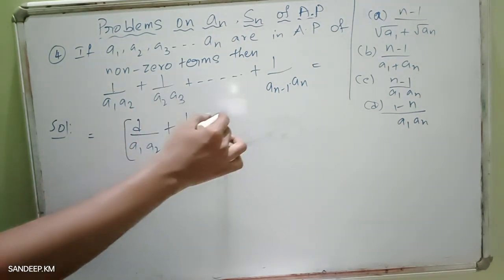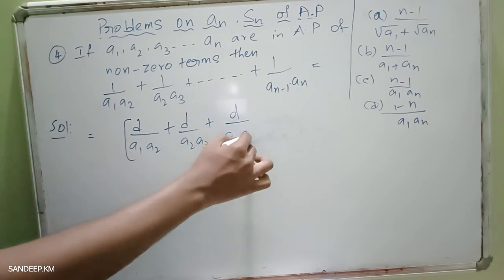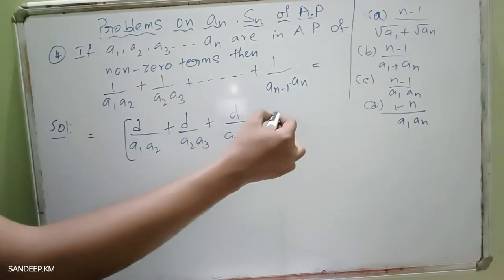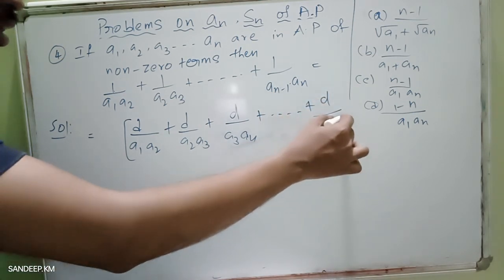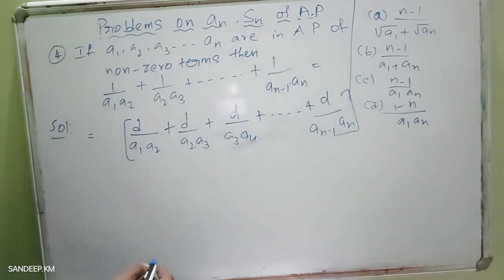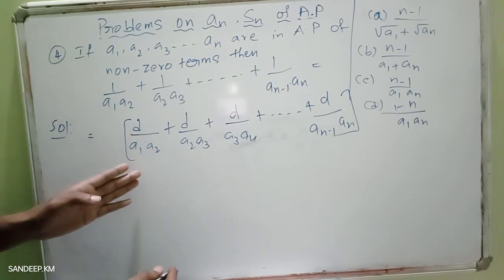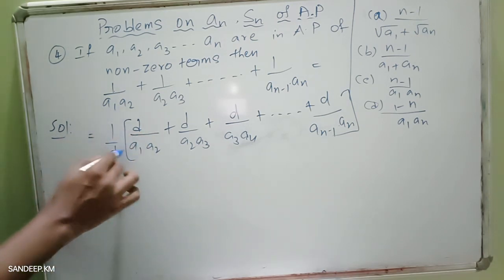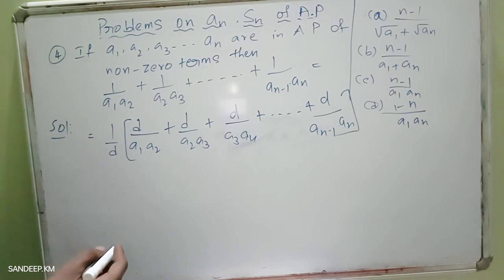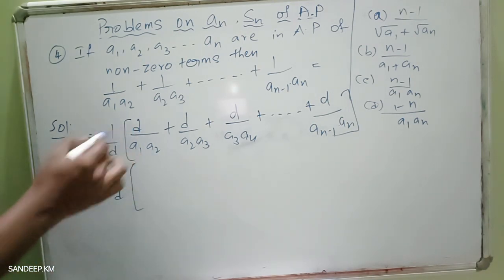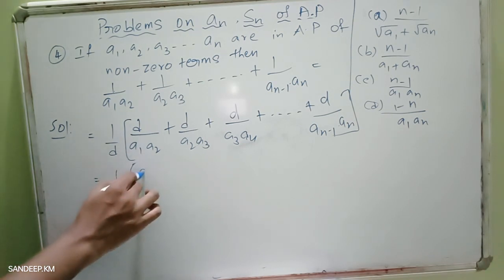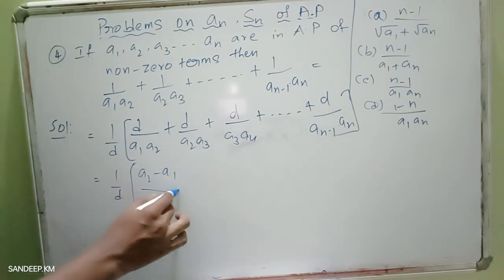And the third term is D by a3, a4, and so on. Here also I have multiplied with D. So the entire numerator is multiplied with D, then the denominator also must be, right? So the denominator D, I'll write outside the bracket. The numerator and denominator are multiplied with D. Next, 1 by D as it is. Here, instead of the common difference D, I'll write a2 minus a1, the denominator as it is.